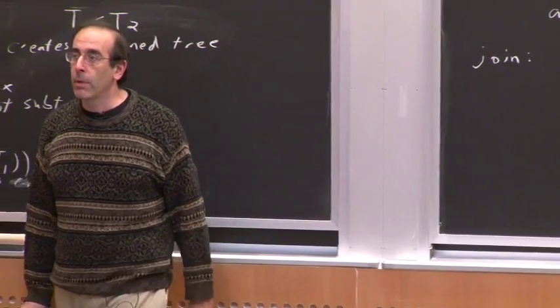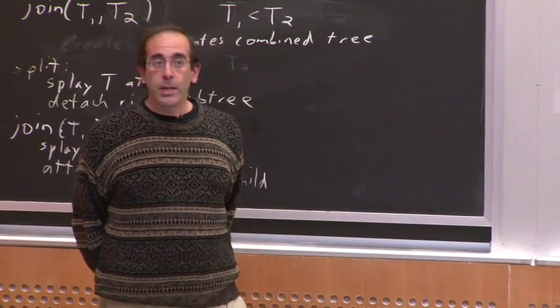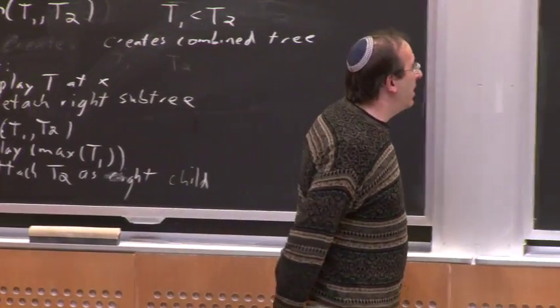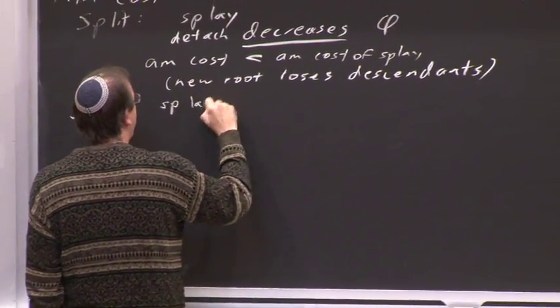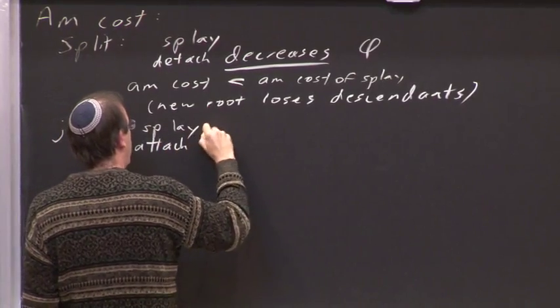Okay. So what happens when we join? Well, if splitting decreases the potential, then presumably joining is going to increase the potential, right? So again, with the join, we have a splay first. But then the attach increases phi.